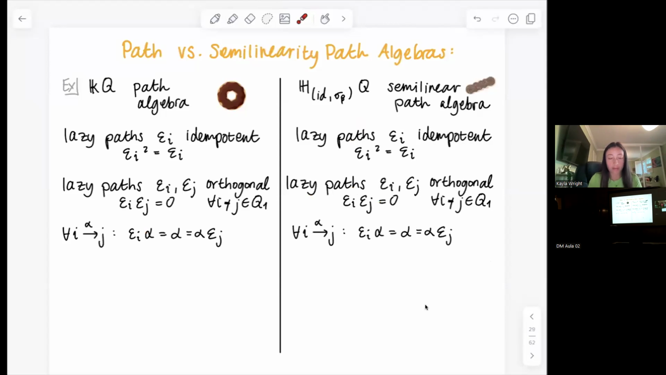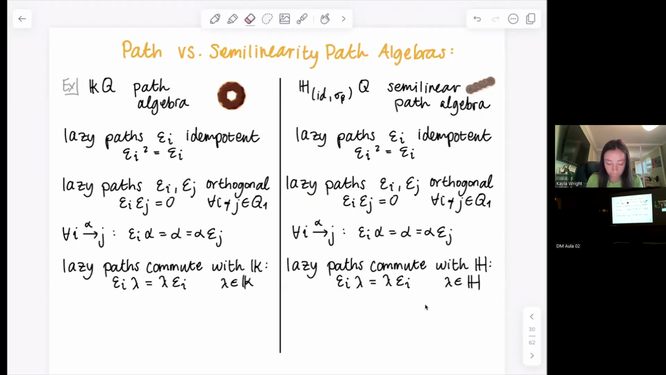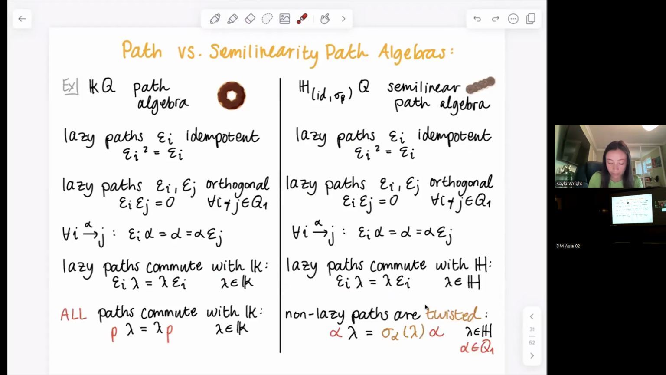We still have that the lazy paths are pretty well behaved in general. So if we have an arrow from I to J, the usual multiplications on the lazy path are still going to be the same. We also are going to allow the lazy paths to commute with any element of the division ring. So I can pass scalars through any of my lazy paths. The main difference is when we go through arrows.